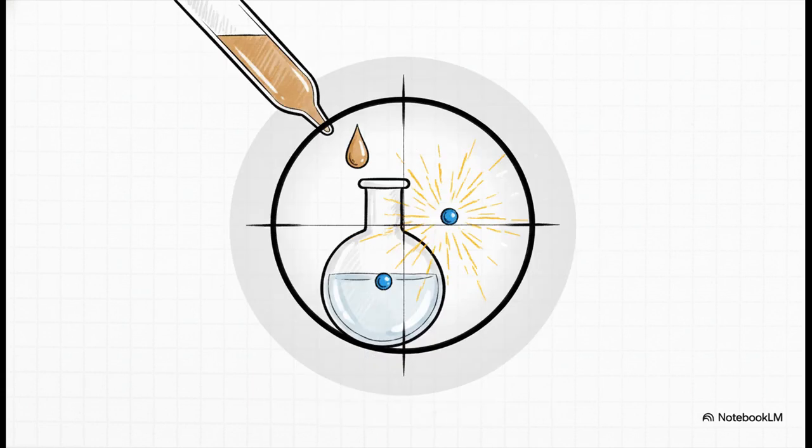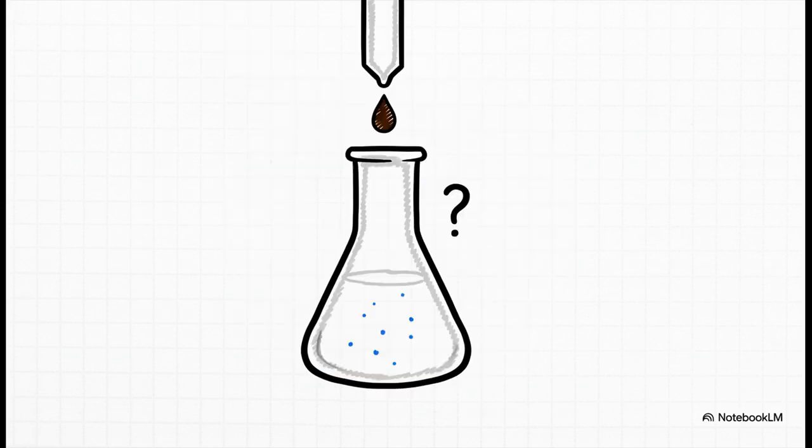But then, eventually, you reach what's called the equivalence point. This is that precise moment when the very last molecule of the analyte has just finished reacting. For a split second, the flask is perfectly balanced. And this is the critical moment. The very next drop of iodine you add has nothing left to react with. It's now just one single excess drop of free iodine floating around in the solution with nowhere to go.